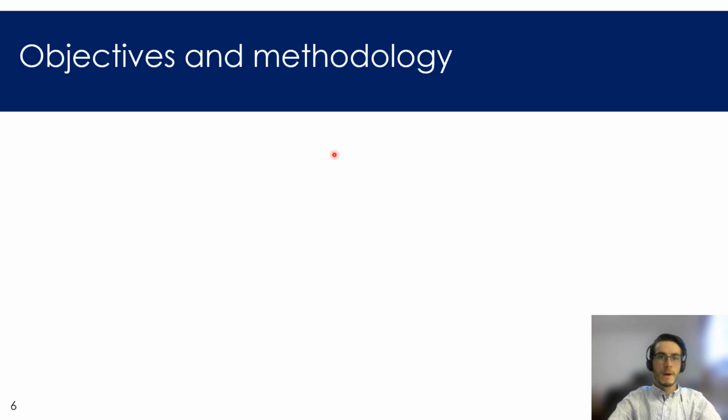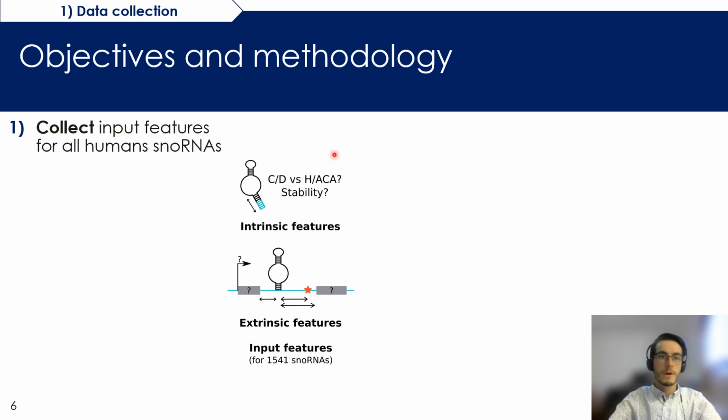So the objectives of my project are in 3 parts. The first one is to collect input features for all human snoRNAs. So we have both intrinsic features, so related directly to the snoRNAs, such as their global structure stability and terminal stem stability, and also extrinsic features such as the position of the snoRNA within its host gene, related to the branch point and to surrounding exons, and also information on the host gene, such as the function of the host gene. So that's the first part.